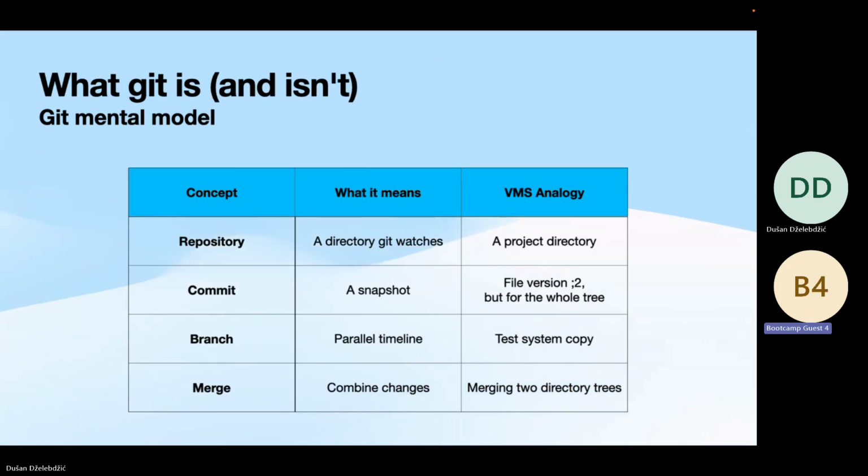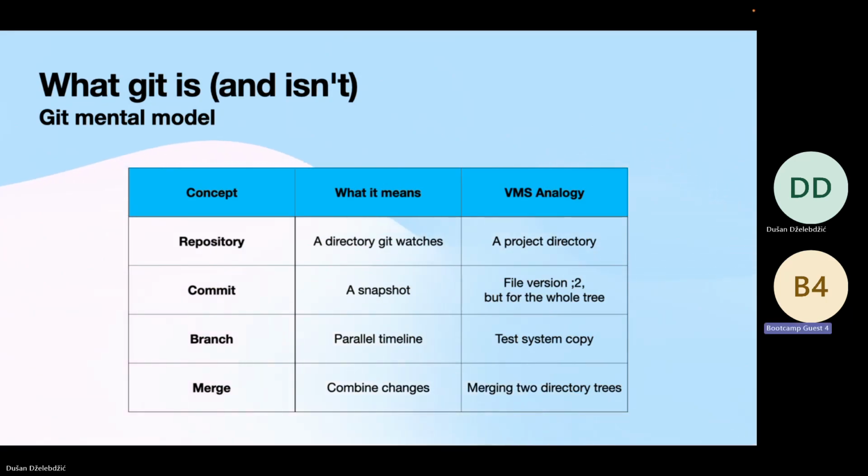A repository is just a directory which is being watched. Any change made to any file in that directory or any of the subdirectories is going to be detected by Git. And if we tell it to do so, the change is going to be committed to the repository and added to the timeline. The VMS analogy would be a project directory or a CMS project. A commit is a snapshot in time of a repository. So at any given moment, the current state of all the files within the same project will be in one commit.